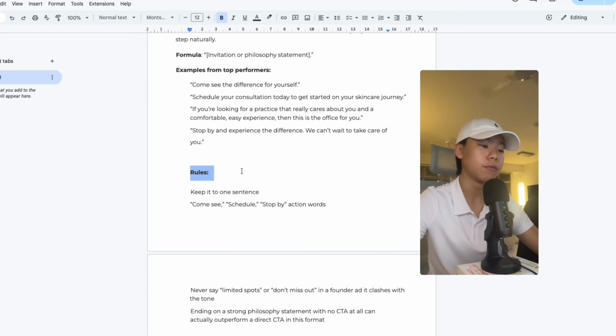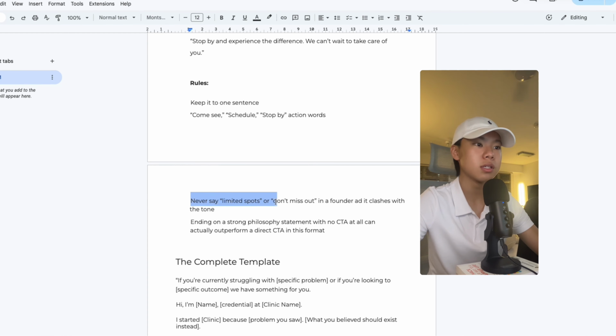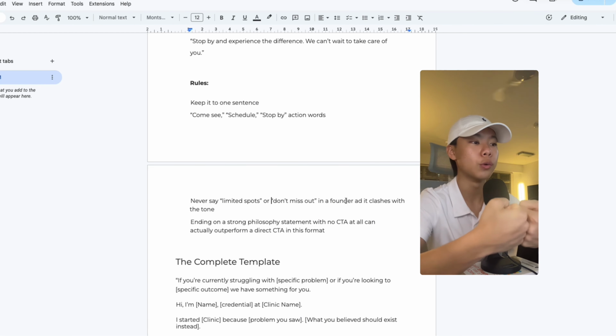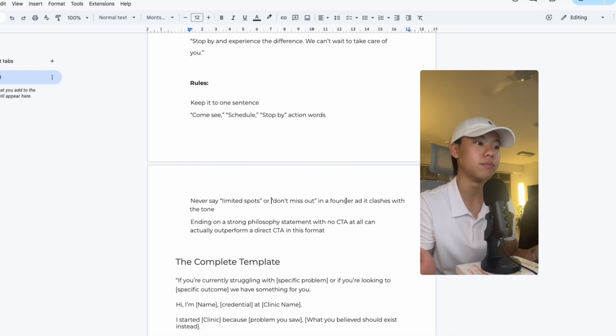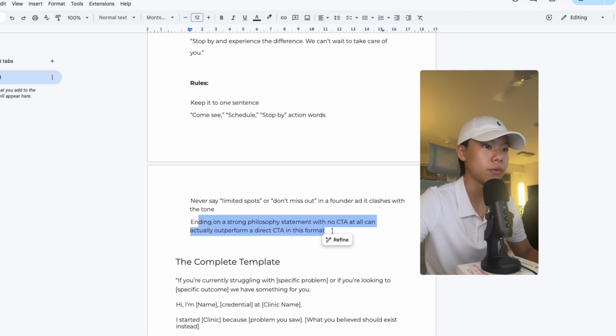Okay, so some rules for you to follow for part 5. Keep it in one sentence. Come see this, schedule that, stop by at this place, which are all action words. Okay, never say limited spots or don't miss out in a founder ad because it clashes with the tone and the authenticity and the conversational tone that you have built out through the entire ad. Ending with a strong philosophical statement with no CTA at all can actually outperform a direct CTA in this format.